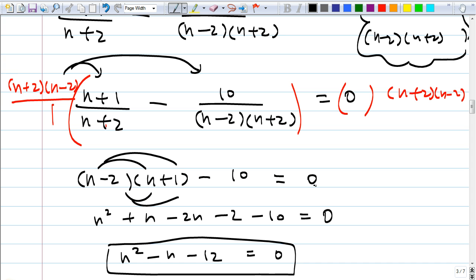Now, what kind of equation is this? Is this a linear equation? Yes. No, it is not. A linear equation is where you have something to the first power only. This one has n to the second. So what do you do? How do you solve an equation that is not linear?